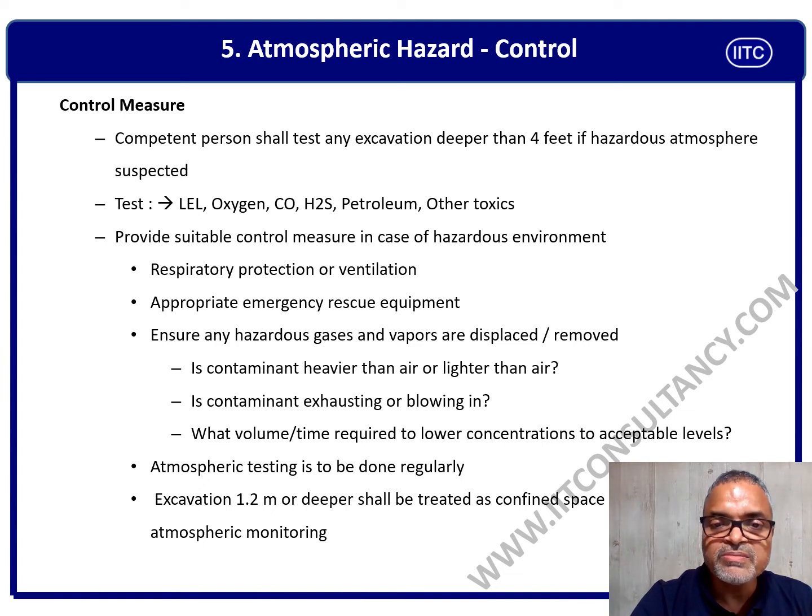Second, check whether the contaminant is exhausting or blowing in. We need to see whether these contaminants are exhausting from other equipment or blowing in from other equipment or another location. Then we decide what volume per unit time is required to lower the concentration to an acceptable limit. We need to do ventilation and purging so that the toxic contaminant concentration is below the acceptable level. Atmosphere testing must be done regularly.